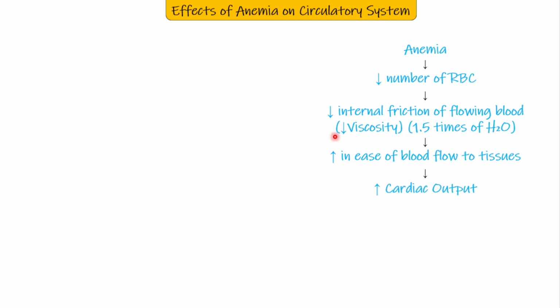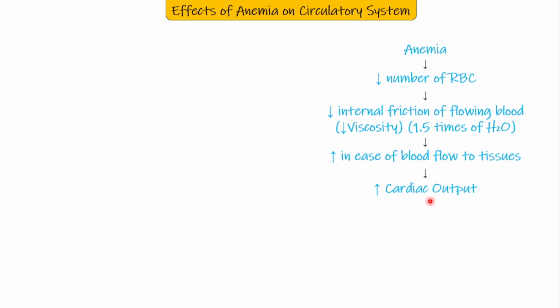Due to anemia, due to fewer cells and decreased friction, the viscosity of the blood is decreased. If something has lower viscosity, it is easy to flow. So this decreased viscosity will lead to an increase in the ease of blood flow to the tissues. Less cells, less friction, the blood can flow easily to the tissues. And whenever the blood can flow easily to the tissues, it will result in increased cardiac output.